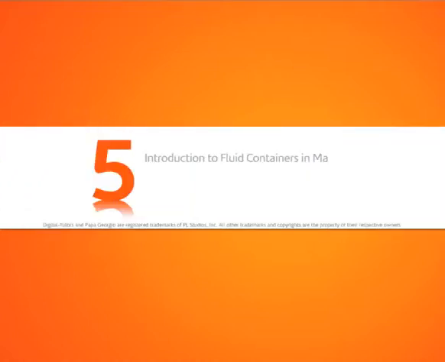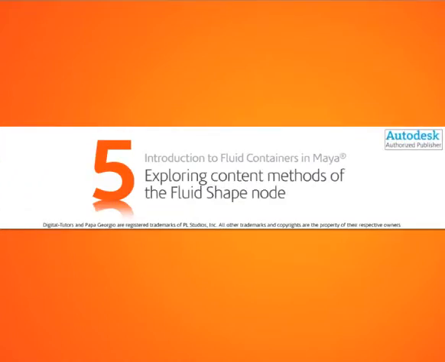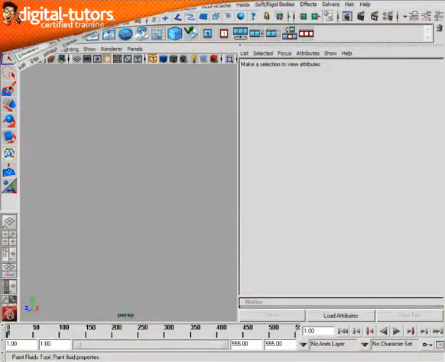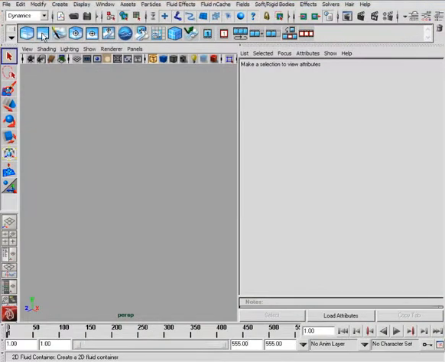In this lesson, we're going to explore the content methods. Now, there's a lot going on in here, so let me start with just the basics and use a 2D container to explain these. All right, this time I'm going to use my shelf buttons to actually generate these. I'll choose my 2D container first.